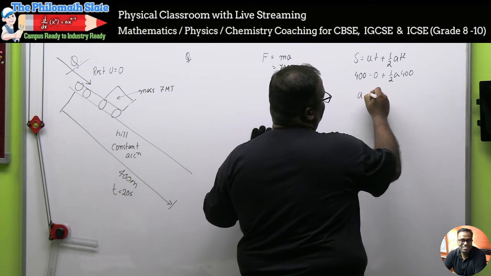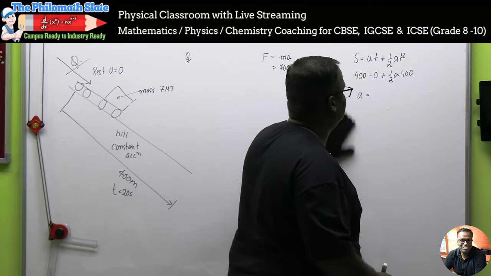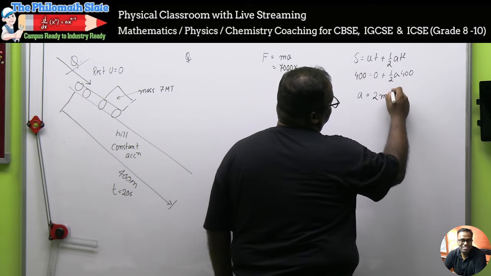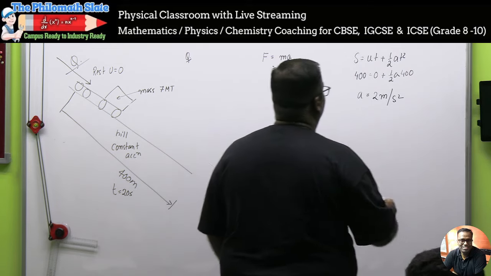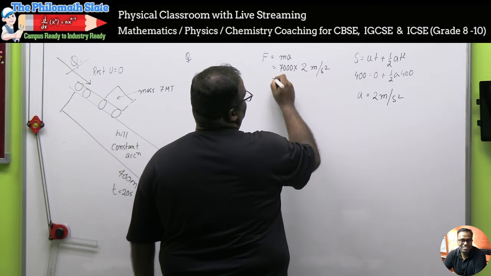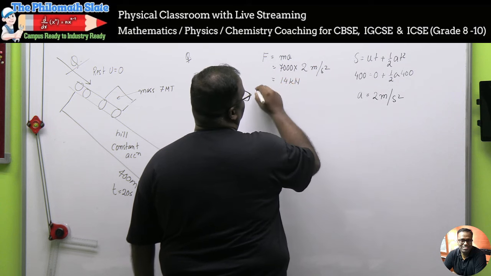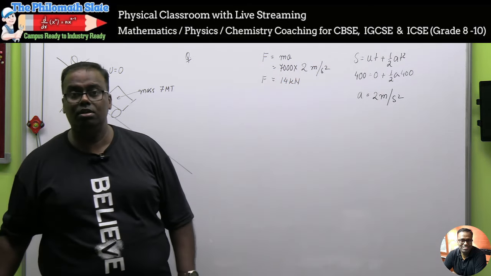Tell the value of a. a का वैल्यू कितना आया? 2 मीटर पर सेकेंड स्क्वायर. जरा चेक कर लो, सब मीटर में है तो मीटर पर सेकेंड स्क्वायर. 2 मीटर पर सेकेंड स्क्वायर. तो 14,000. सो वी से 14 किलो न्यूटन आ गया आपका. किलो न्यूटन 14,000.